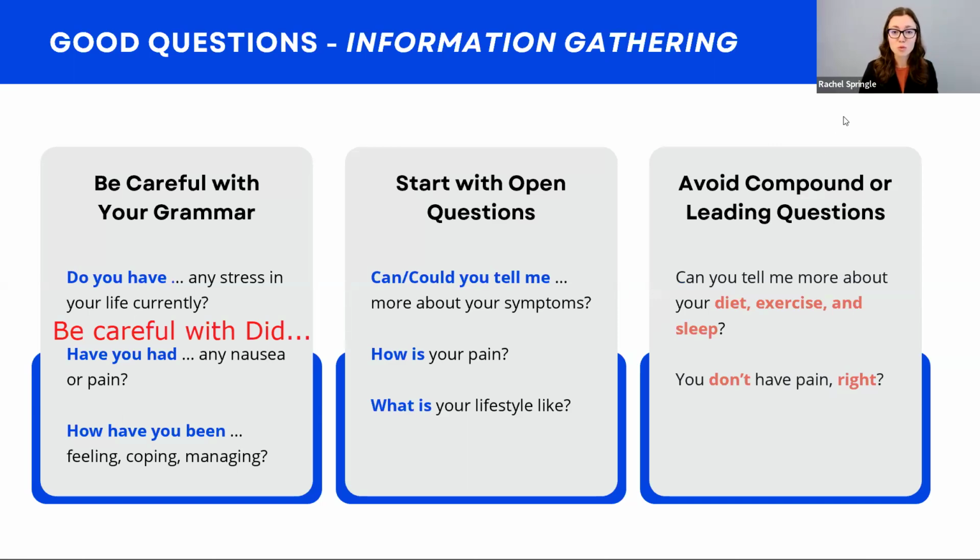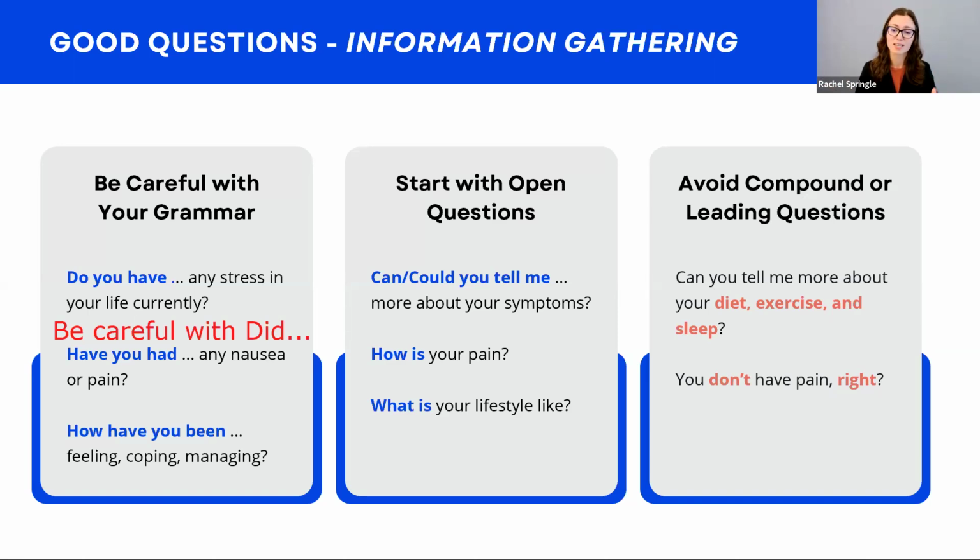Finally, things to avoid. This will cost you points, and this is also under information gathering criteria. Compound leading questions. Compound with more than one question in each question. So for example, can you tell me more about that part's good, but then adding too much, your diet, exercise, and sleep. The patient is overwhelmed. That's a lot of questions in one.